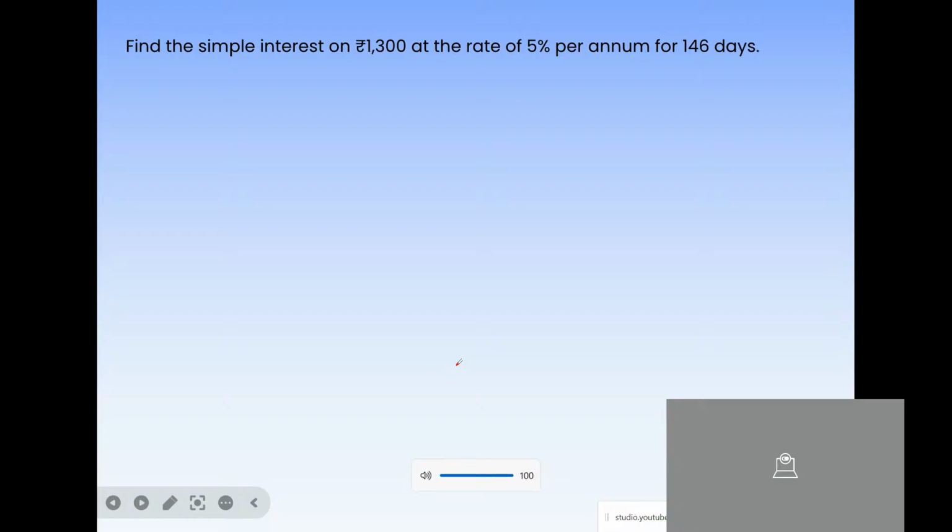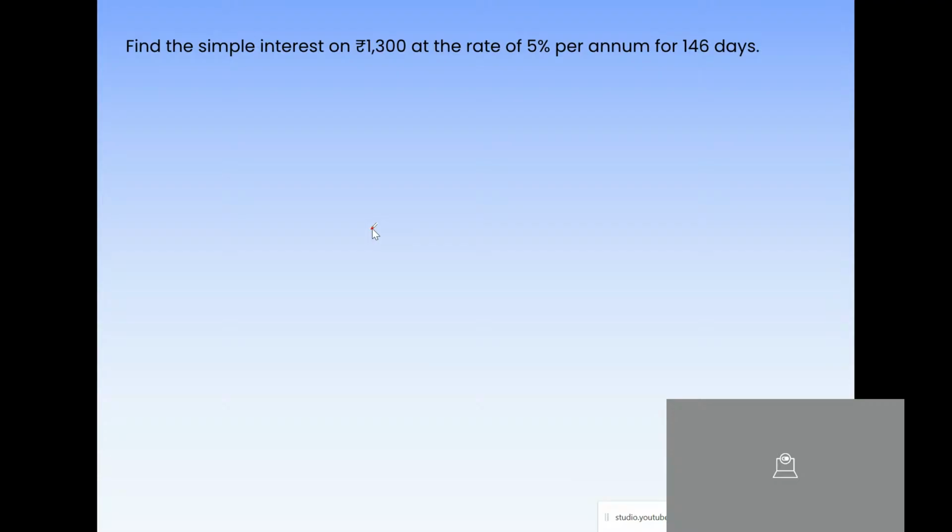All right, let's have a look at this question. Now, in this question, you will see that it says find the simple interest on rupees 1,300 and the rate of interest is 5%. But here, instead of years, you are given the number of days, like it's 146 days.